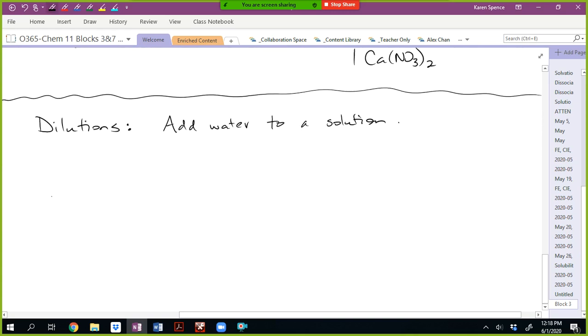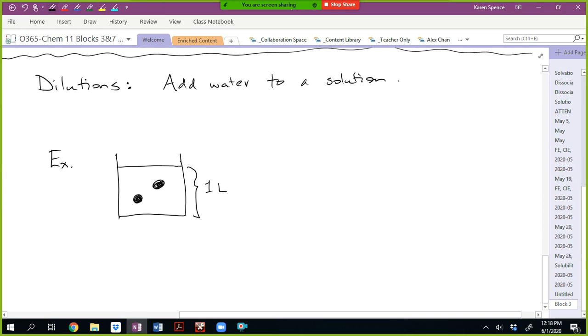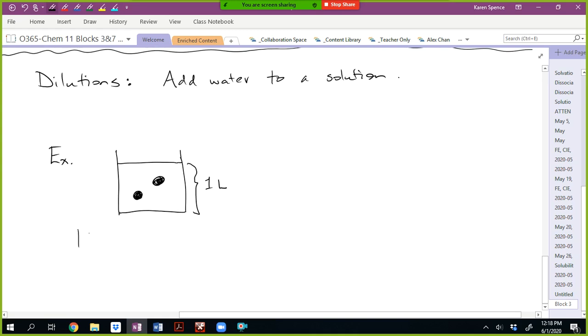Okay. So, for example, we have a beaker here, and this beaker contains 1 liter of solution, 1 liter. And in that beaker, we have these 2 little black dots, okay, and each of those dots, if 1 dot represents 1 mole, then the concentration of the dots is, what's our concentration of dots if each of those dots represents 1 mole?